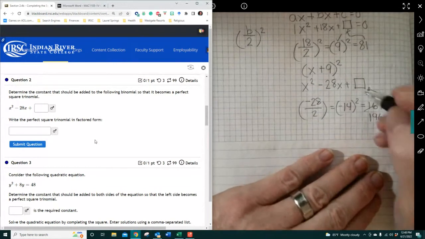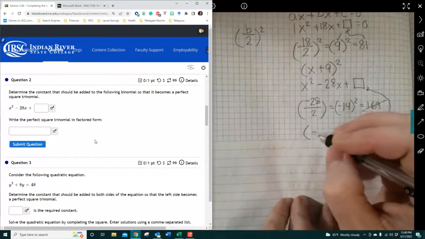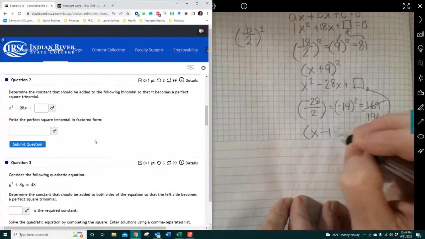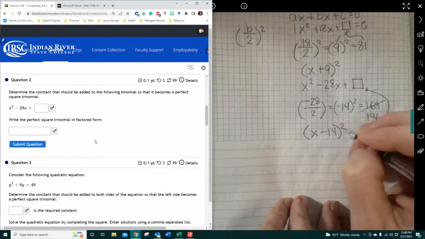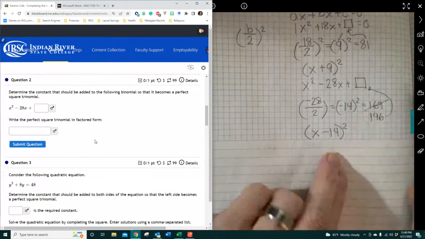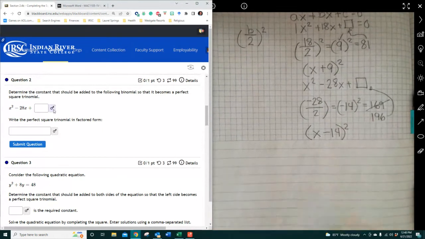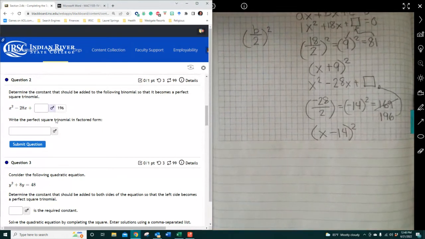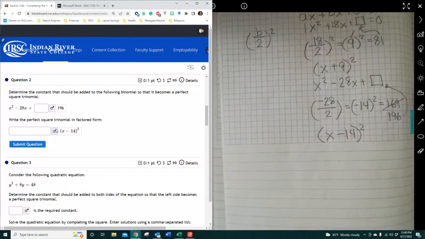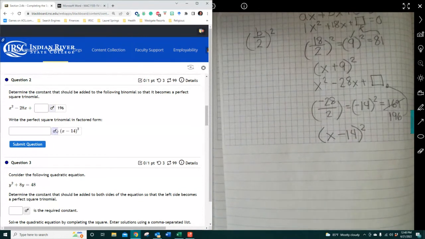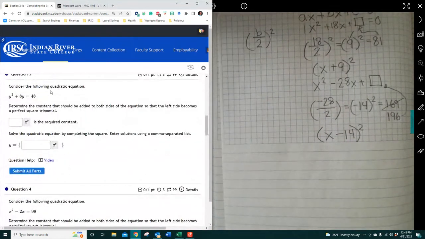All right, anyway, once we do that, then we're going to go ahead and take the x minus the 14 and put it in a square, and we're done. That's the answer we're looking for in the second one. So here we have that 196, and then we have the 14 in there. So that's nothing different. Now, consider the following quadratic equation. Determine the constant that should be added to both sides of the equation so that the left side becomes a perfect square trinomial.